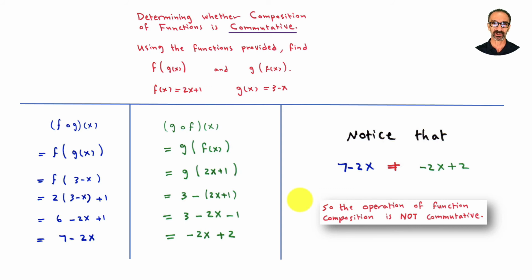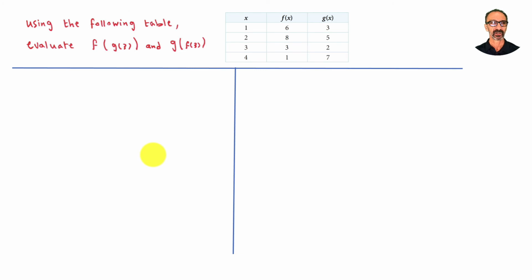If it's a rule, it should apply all the time. We call it in math a counterexample. One example will do it to verify that it doesn't work, or it's not a rule that we could depend on. Using the following table, evaluate f of g of 3 and g of f of 3.